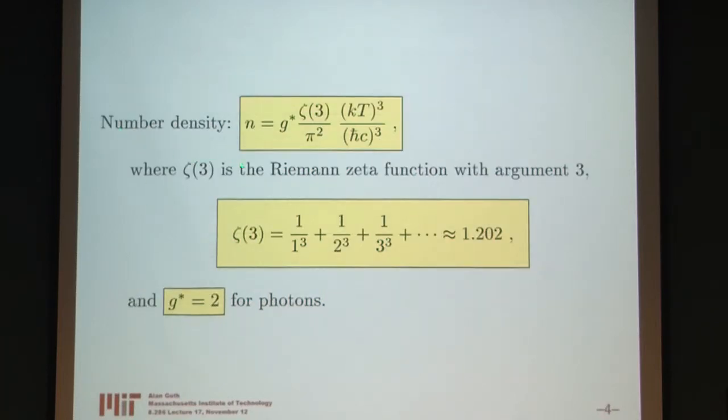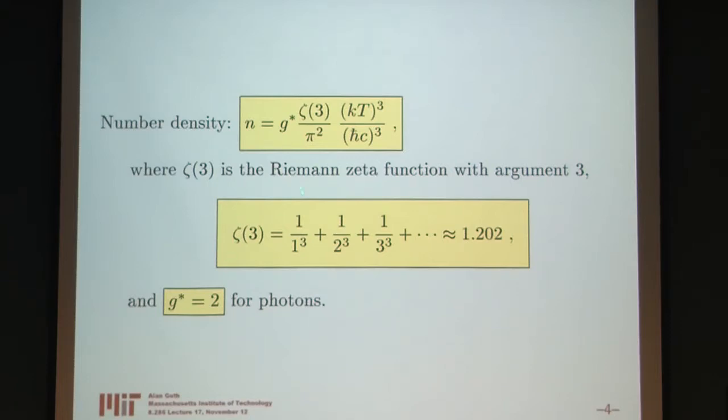Next, we talked about the number density. And these are all calculations that we didn't really do. I'm just quoting standard calculations from statistical mechanics, and you can learn how to do them, presumably, in some stat mech class. The number density is a different constant, G star. In general, it's different; for photons, it ends up being the same. But in general, a different constant, G star, times zeta of 3, where zeta of 3 is the Riemann zeta function evaluated at argument 3.